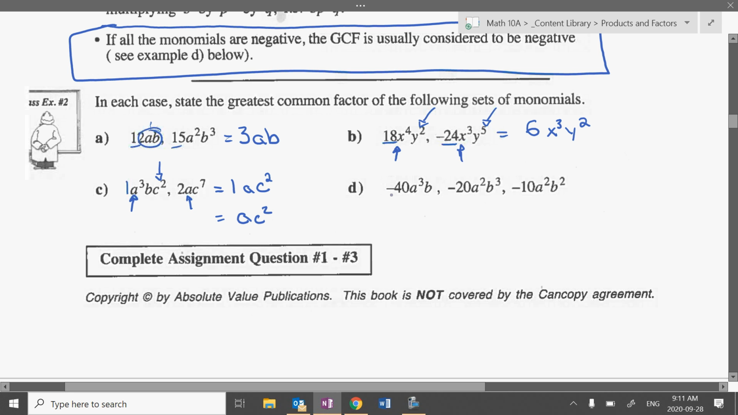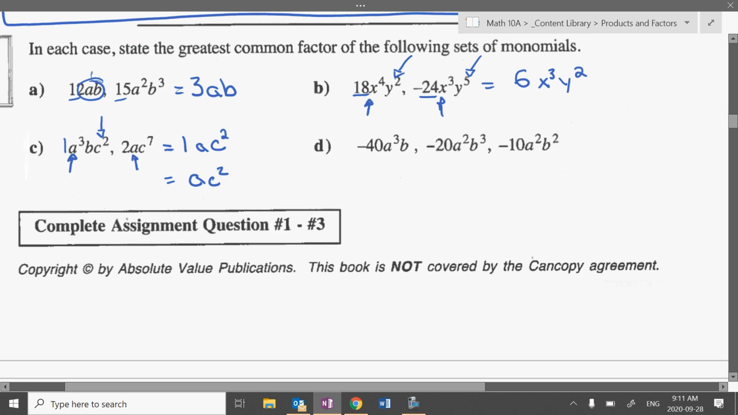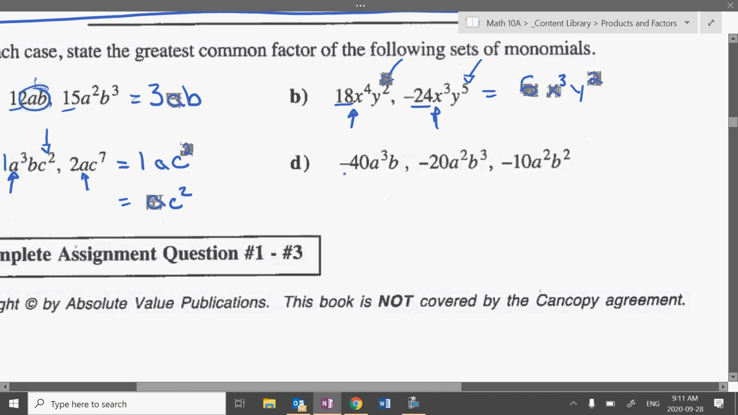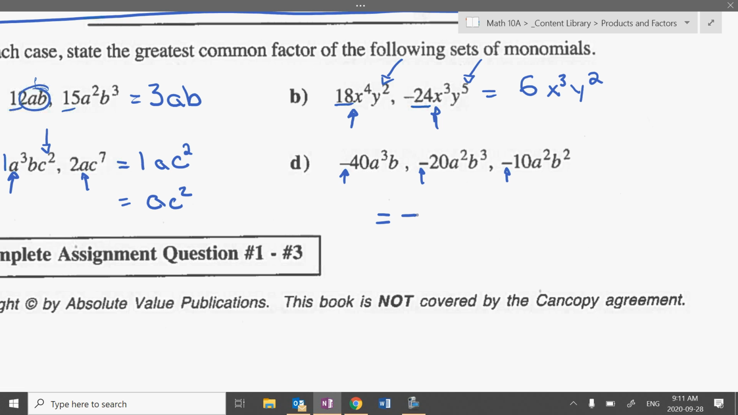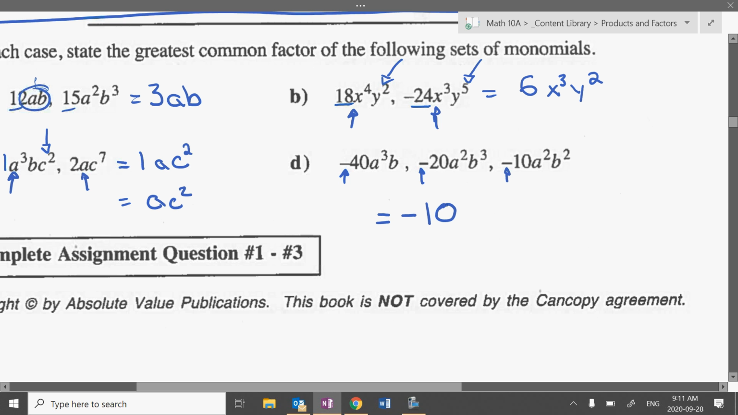On D, now I have 3 terms here. All 3 of these terms are negative. So my greatest common factor at the end of all of this is going to be a negative. Then I have 40, 20, and 10. What's the biggest number that divides equally into all 3 of those? 10. A's are common in all of them. What's the most number of A's that are common? 2. Good. So I get negative 10 a squared.